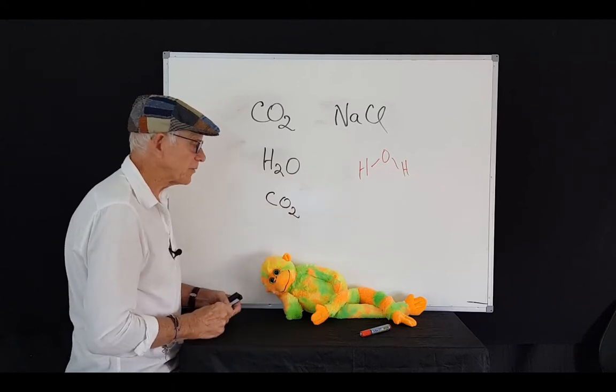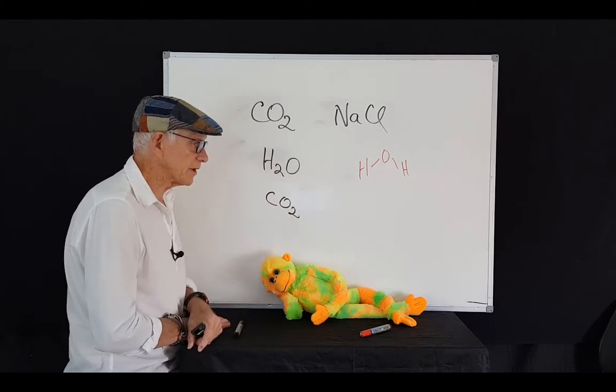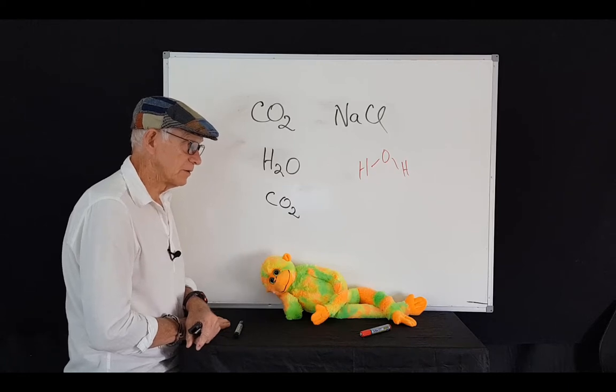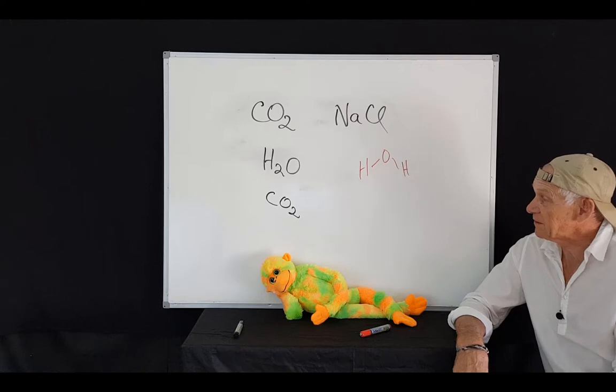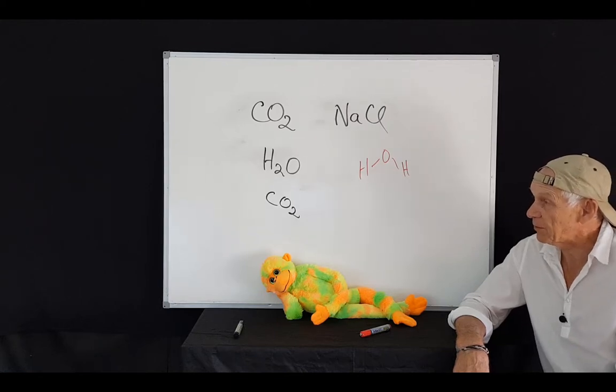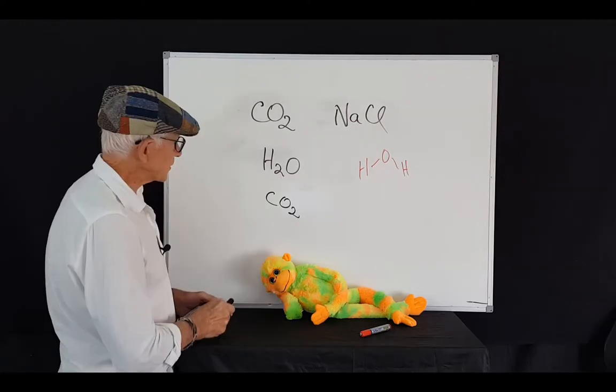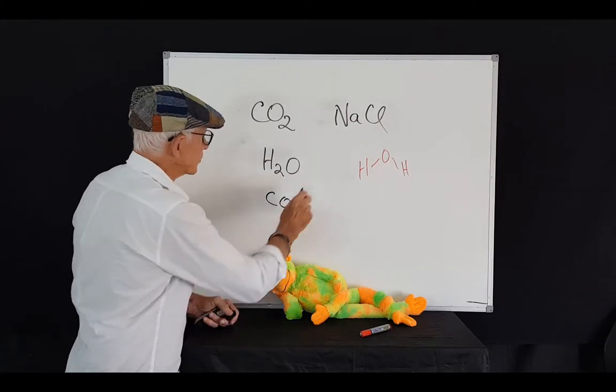What does that tell us about what's joined to what in a carbon dioxide molecule? Well, I guess nothing, Prof. It tells us that each molecule has a carbon atom and two oxygen atoms. It doesn't tell us anything about what's joined to what, the connections. Good. And what about the formula for glucose?